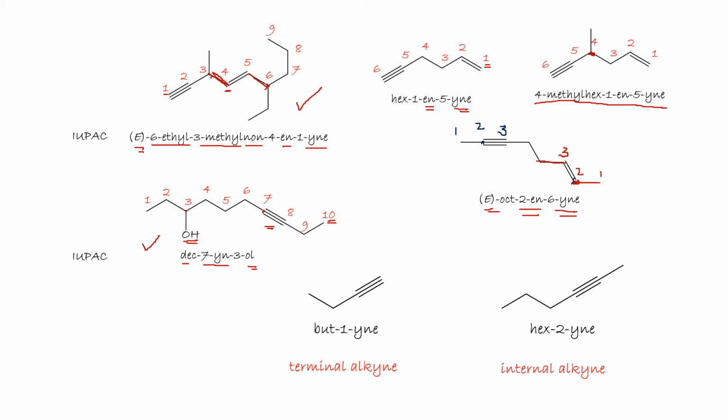If we have a compound with a triple bond and CH, like but-1-yne, we call this a terminal alkyne. If you have a compound where here is an R group and here is an R group or R prime group, like hex-2-yne, we call this an internal alkyne. We call it an internal alkyne. Terminal alkyne means that it ends with CH, right?